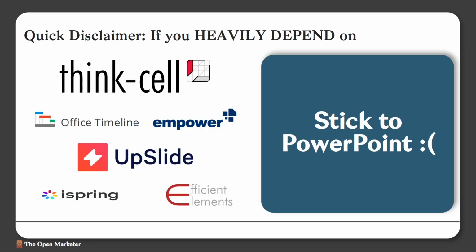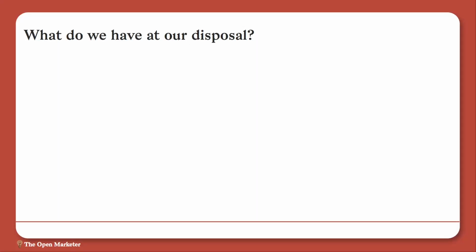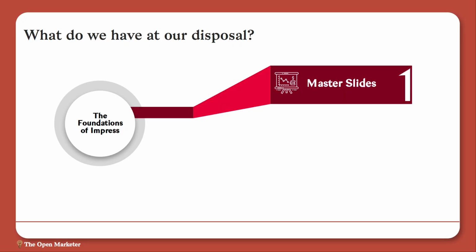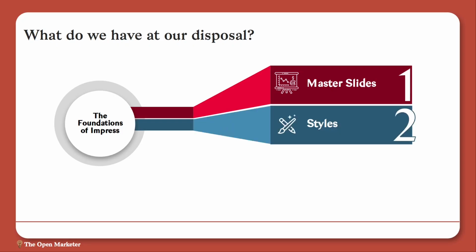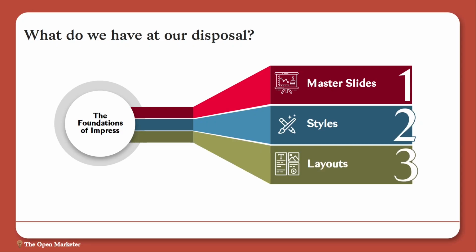Okay. With that out of our way, let's see what do we have at our disposal in Impress to achieve the scale and efficiency. We have three foundations. First is the master slide, which determines how the slides will look. Second are the styles, which are basically the rules of formatting. And finally, the layouts, which are some presets so that you have a starting structure to your slides content.